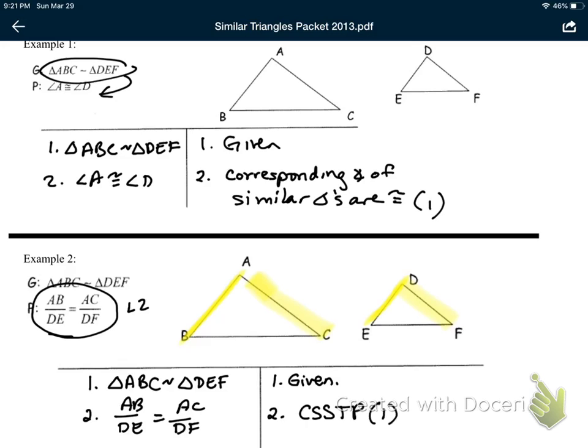CSSTP. Okay, and the 1 comes from the fact that you had to prove the triangles similar. So the ST part.